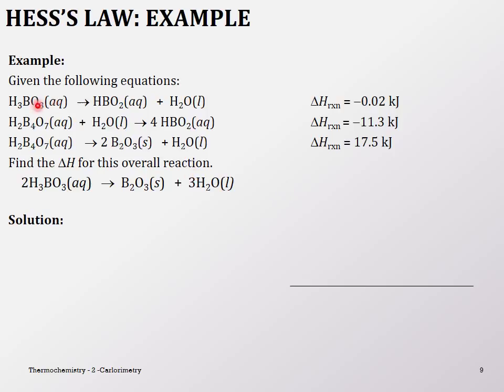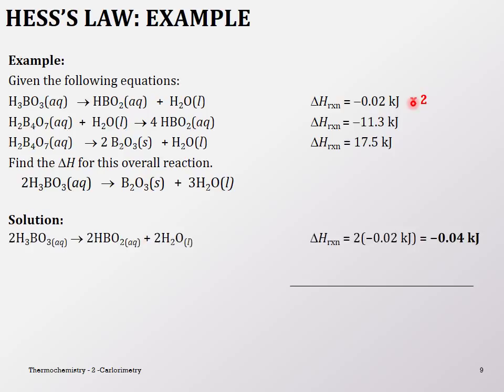So let's take it one at a time. We have the H3BO3, which is over here in the first equation, but in our final equation we need 2 moles of this. So we'll go ahead and take the first equation and multiply it by 2. Once we multiply it by 2, this is the equation we get. And remember, you have to multiply the delta H also by 2. So this is what you end up getting.